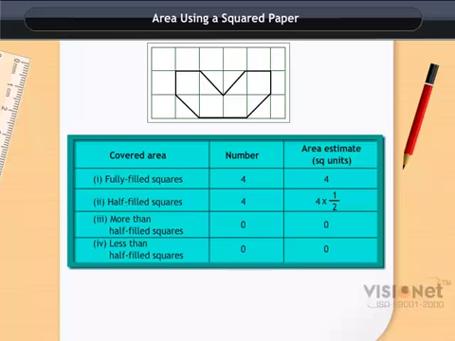Now, according to the convention, we take the area of one full square as 1 square unit. So, area of completely filled squares is 4. Also, area of a half-filled square is taken as 1/2 square unit. So, the area becomes 4 into half, or 2. The total area of the figure is 4 plus 4 into half, that is 4 plus 2, which is equal to 6 square units.